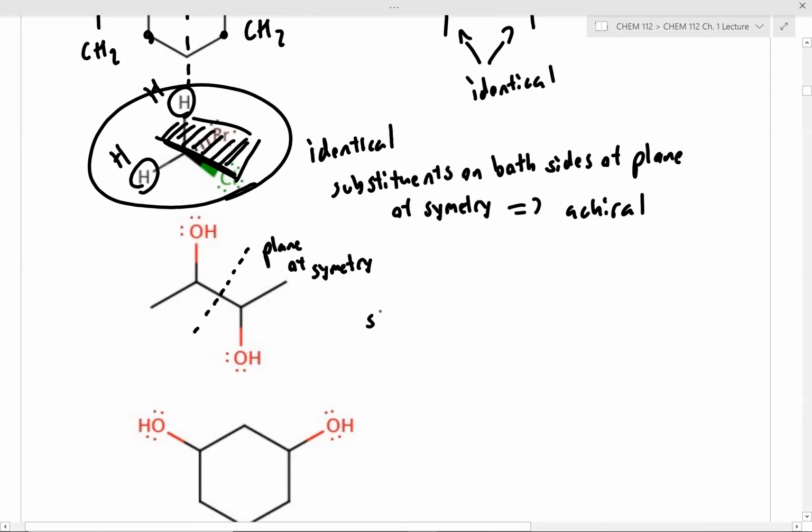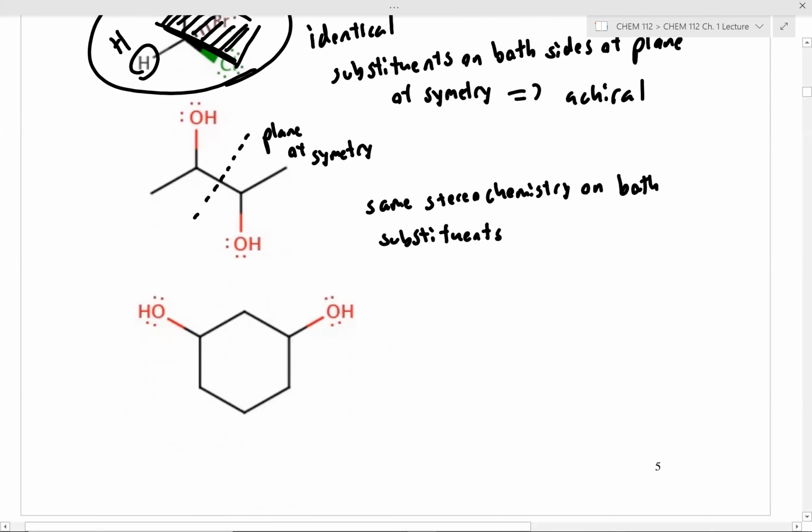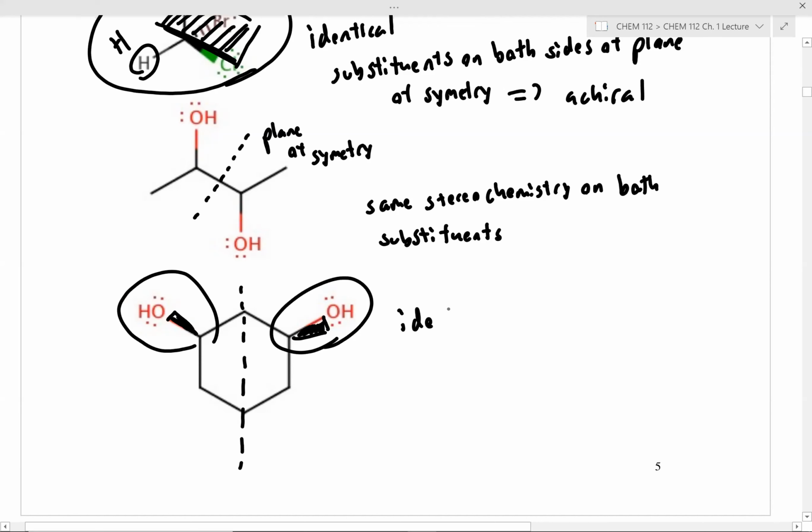You want to make sure that we have the same stereochemistry on both substituents. Otherwise, the substituents aren't exactly identical. So for example, looking at the following molecule, if both of these alcohols were pointing up, we can draw an axis of symmetry, and we say that both of these substituents are identical. They have the same stereochemistry, so these substituents are identical.